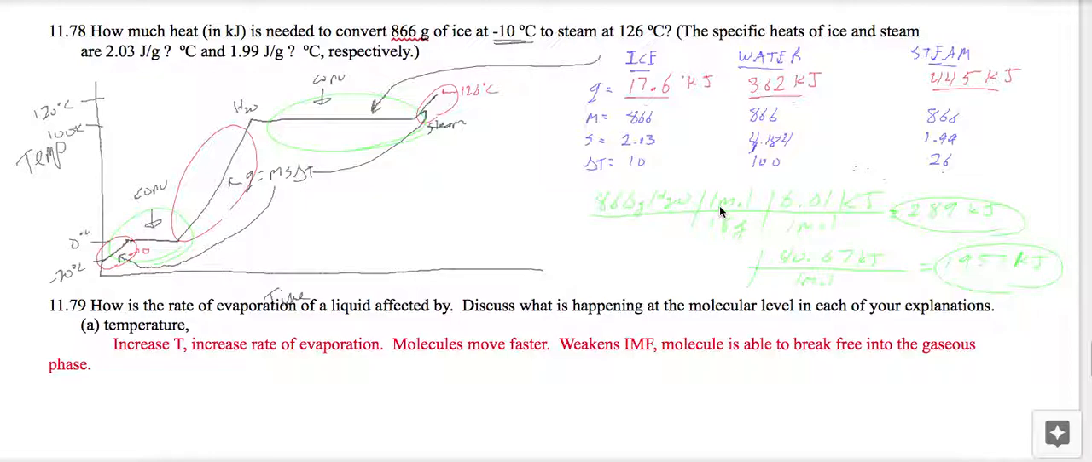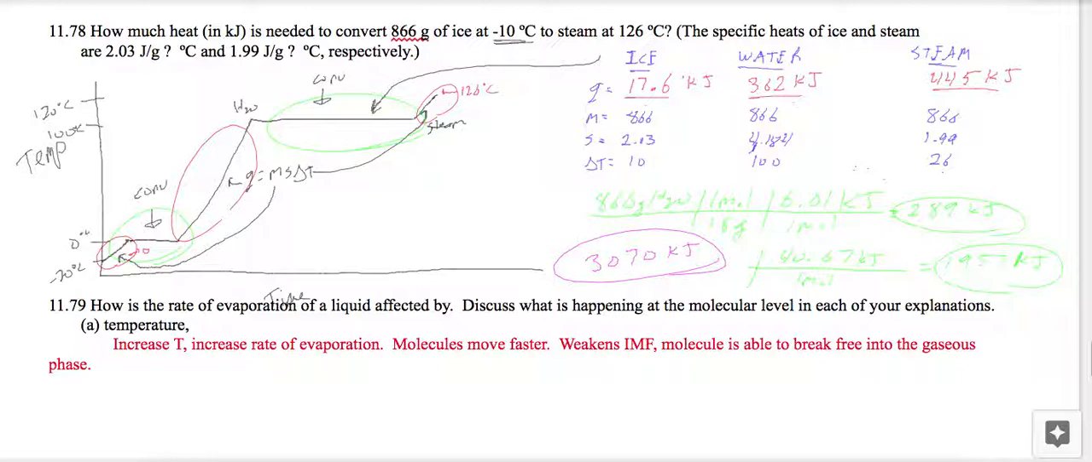Now, assuming that I have done everything correctly, which is never 100% guaranteed, that is going to be our final answer for this entire process that occurred.